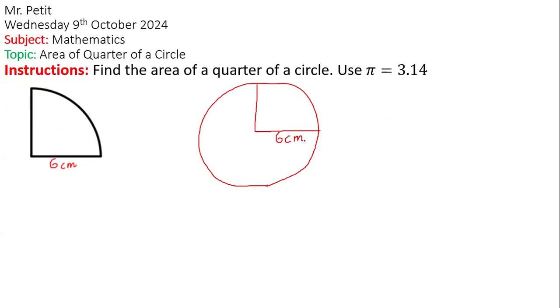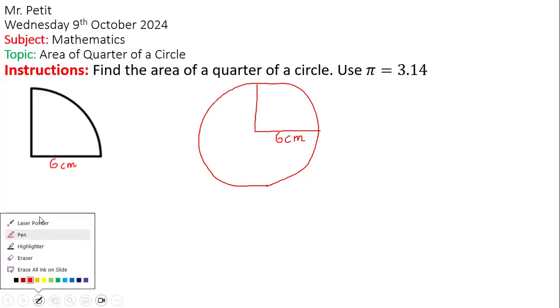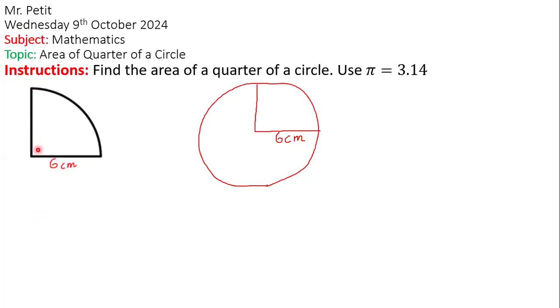That's the radius. And so that means that this quarter of a circle actually comes from the big circle, and it's only a piece of it, right? So is 6 the diameter or is 6 the radius? It's the radius. Yeah, 6 is the radius.